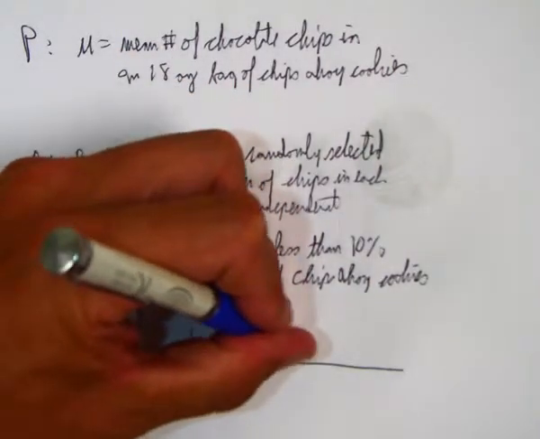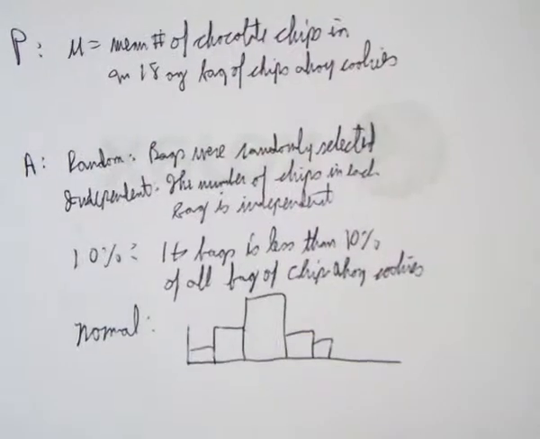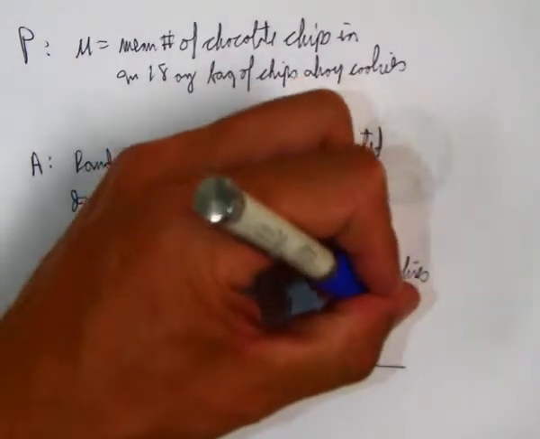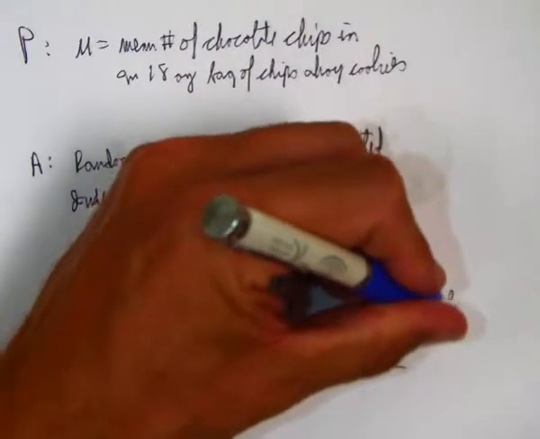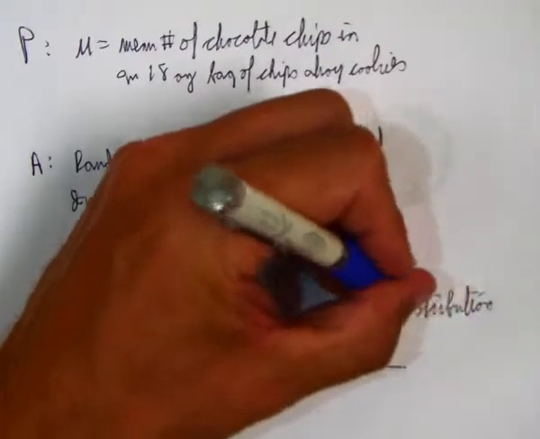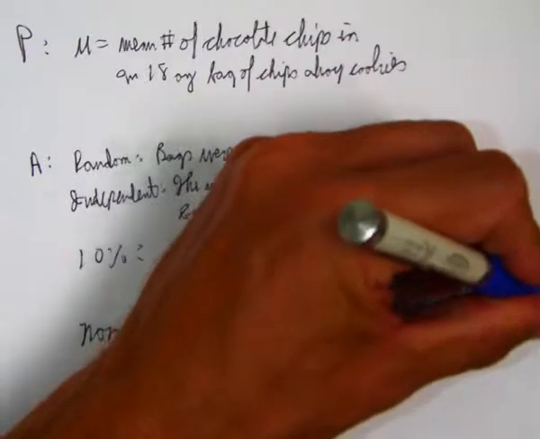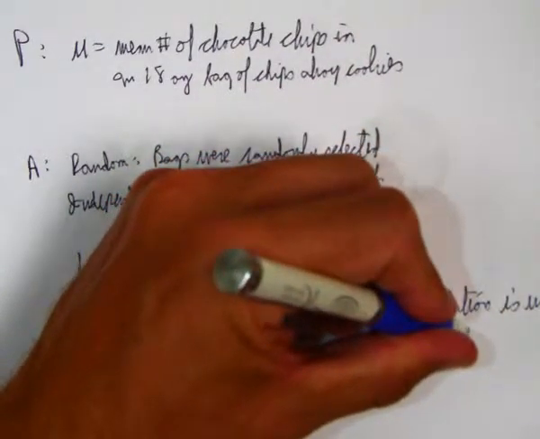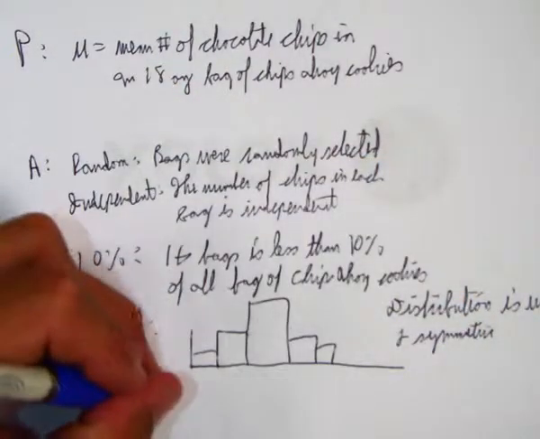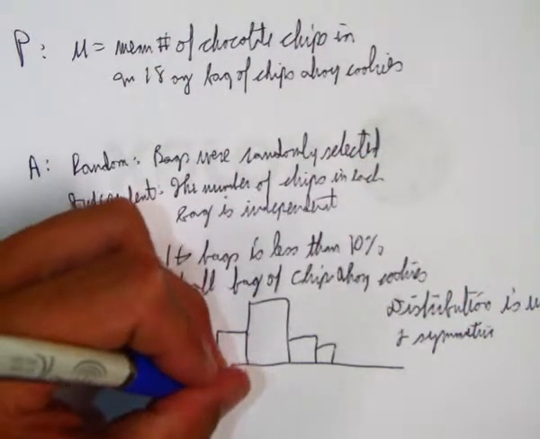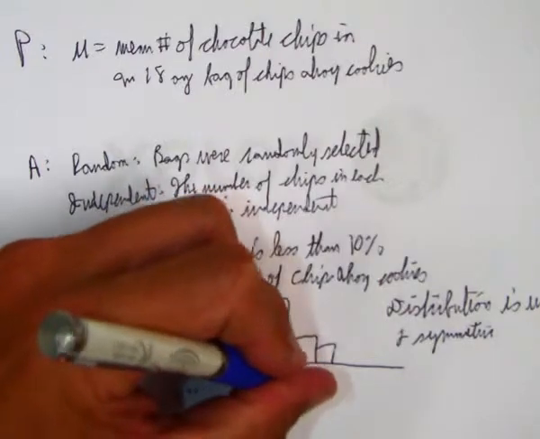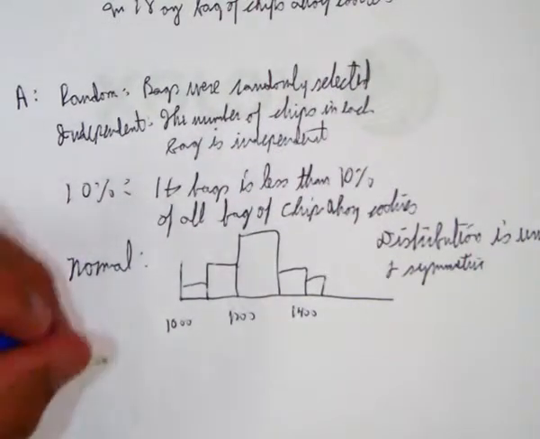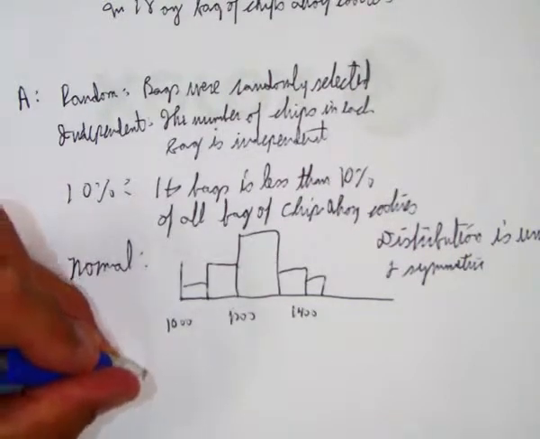This has to go on your paper. You can't just say, okay, I looked at it on my calculator. We're going to say that the distribution is unimodal and symmetric. Okay, and this is 1,000, this would be 1,200, this would be 1,400, so forth and so on. So we put a little scale. Okay, name everything. Okay, this is a T interval.